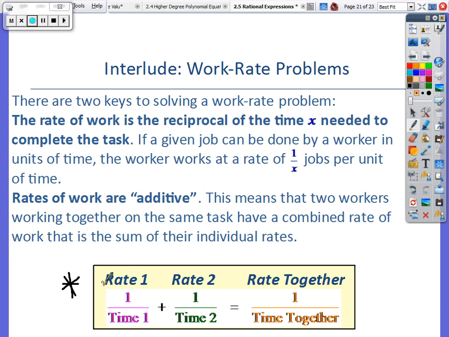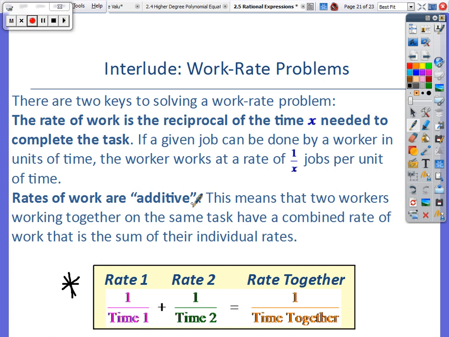Rate 2 is 1 over time. And then together's rate is 1 over time together. You would add those two together. If they're working with each other, it would be additive. If they're not working with each other, it would be a subtraction. You would take the quicker rate minus the slower rate, and then that would tell you how long it would take.